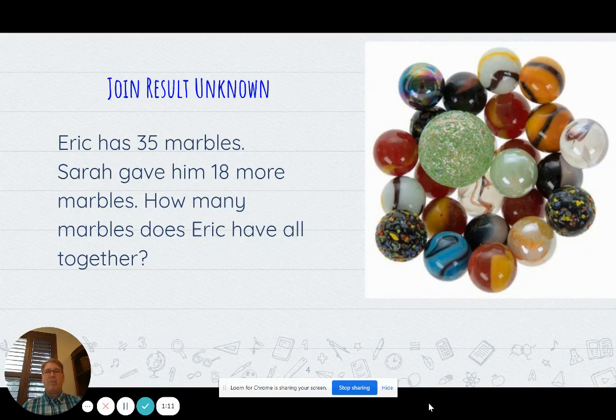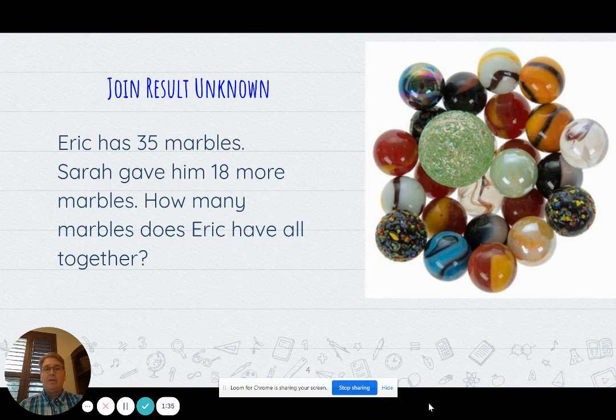So here we have a problem. Eric has 35 marbles. Sarah gave him 18 more marbles. How many marbles does Eric have altogether? Now, I want to point out a couple of things. First, this is a traditional problem. We have 35 marbles. He gets 18 more marbles. We're joining those numbers together to get a result that we don't know.